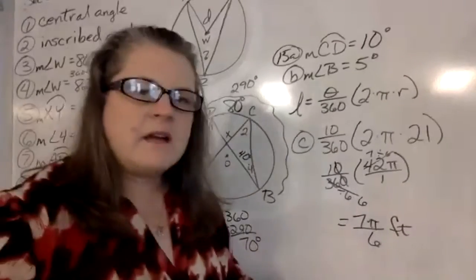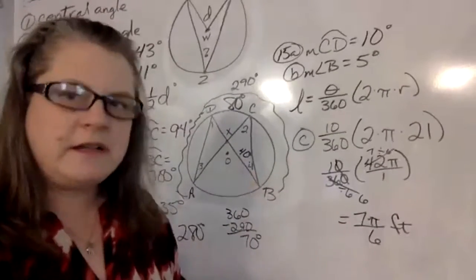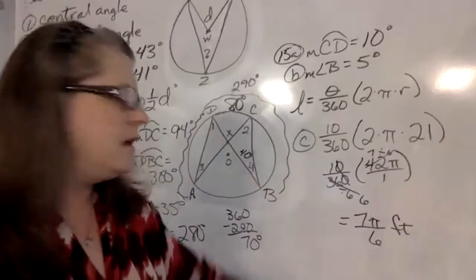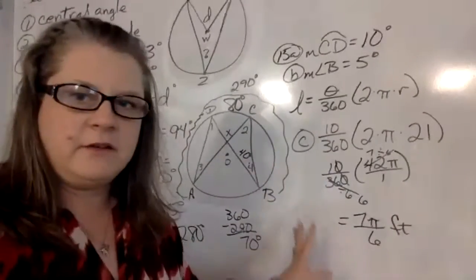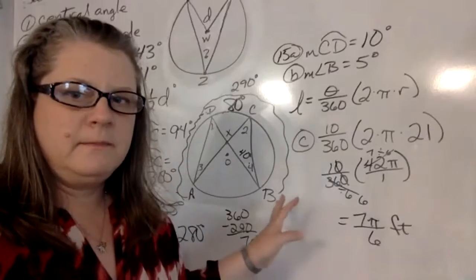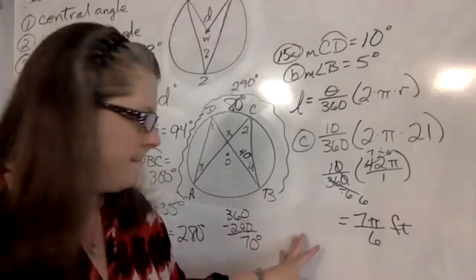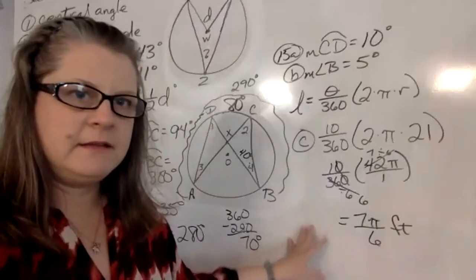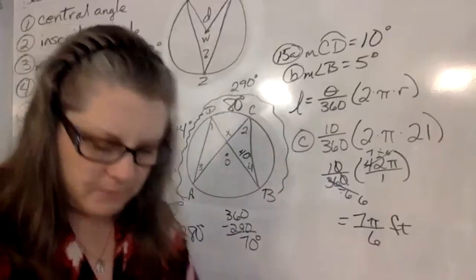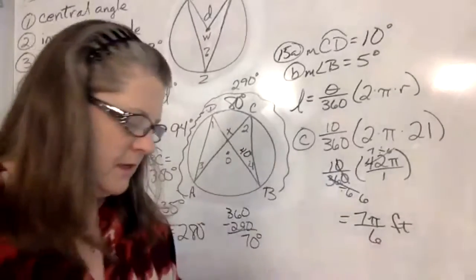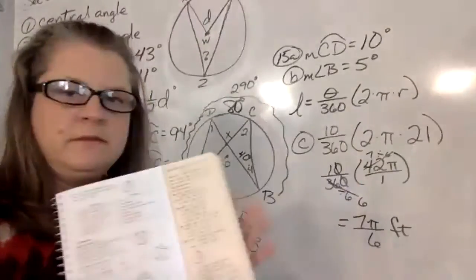Now, if you had the calculator and you wanted to divide it out and get a decimal and round it off, you could, but it's just as easy to leave it like that and you're done. Okay. Everybody got that? Yes? Number 15. All right. Flip the page.